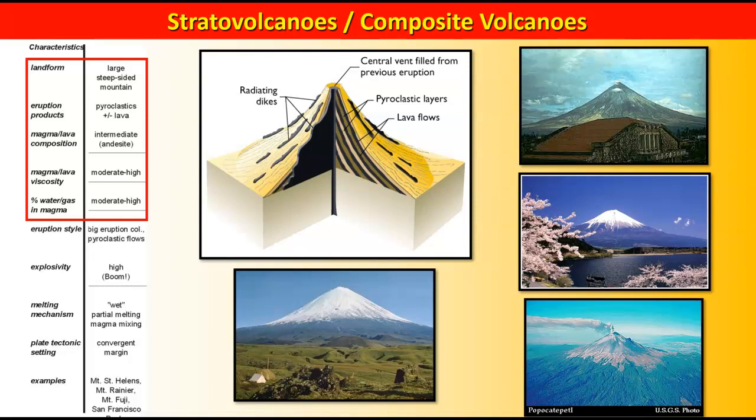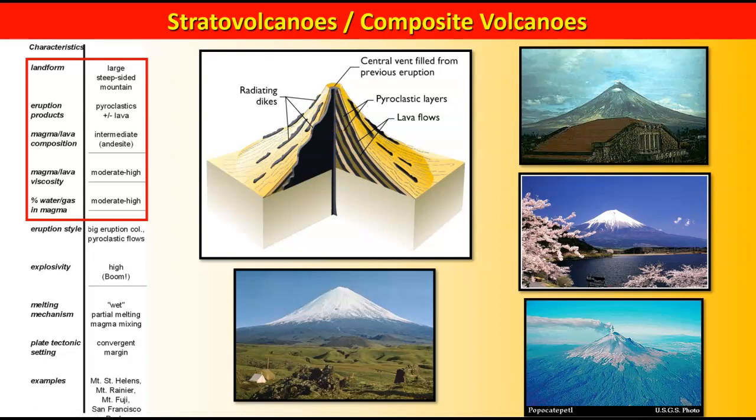So what does this mean? It means it's thicker. It means that it's got a higher silica content than our cinder cones, than our shield volcanoes. So it has the potential to be fairly violent. But because it's a range here, one of the reasons the word composite is used is because it's built on what you see here, lava flows and more explosive volcanic eruptions. And so it goes through these phases.